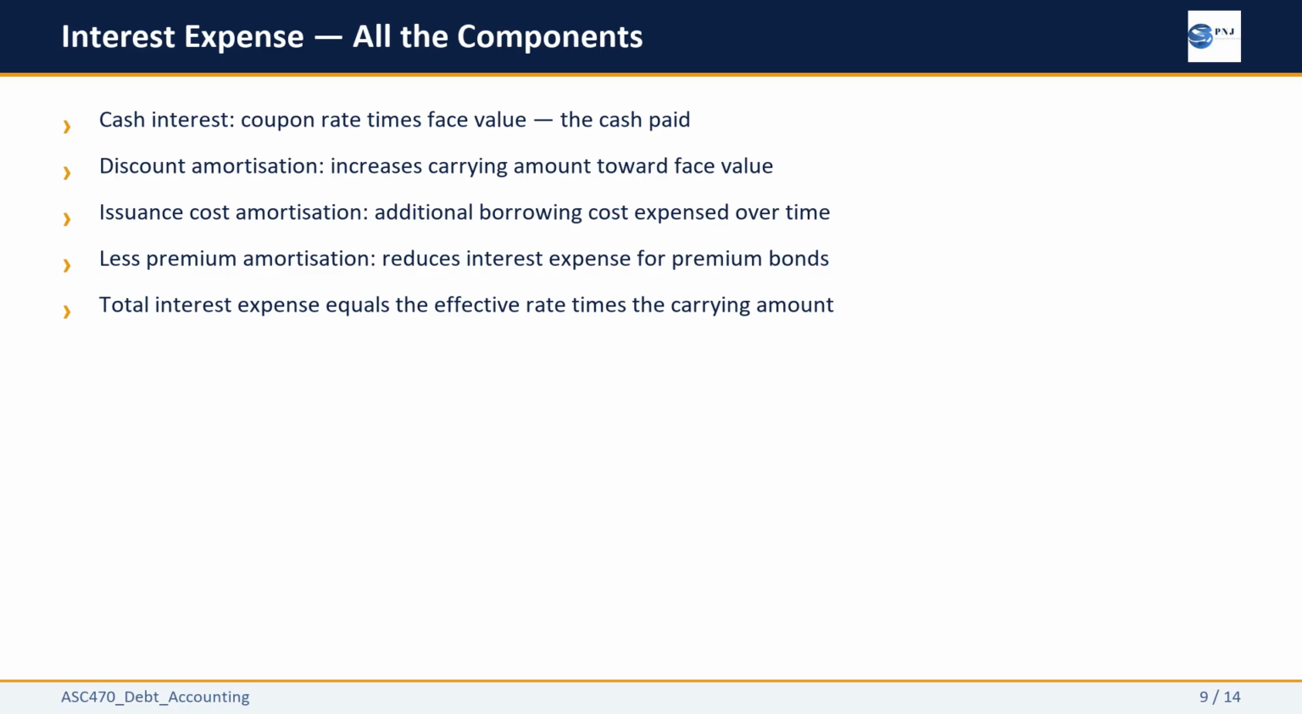This is where things get interesting, and where errors happen most often. Interest expense on the income statement is not simply the cash coupon. It has three components for a typical discount bond: the cash interest you pay, the discount that amortizes each period, and the issuance costs that amortize each period. Add all three together, and you get the true economic cost of borrowing for that period. For a premium bond, the premium amortization acts as a credit, reducing interest expense below the cash paid. The total should always equal the effective interest rate multiplied by the opening carrying amount.